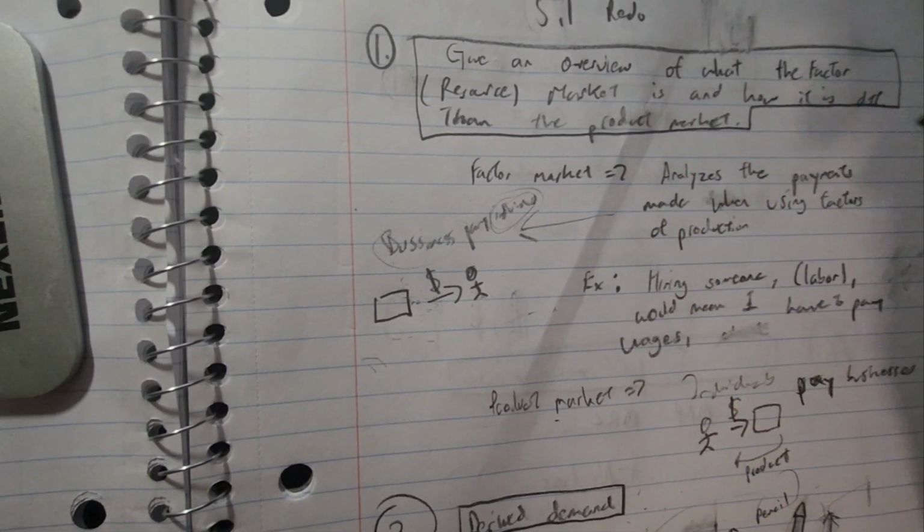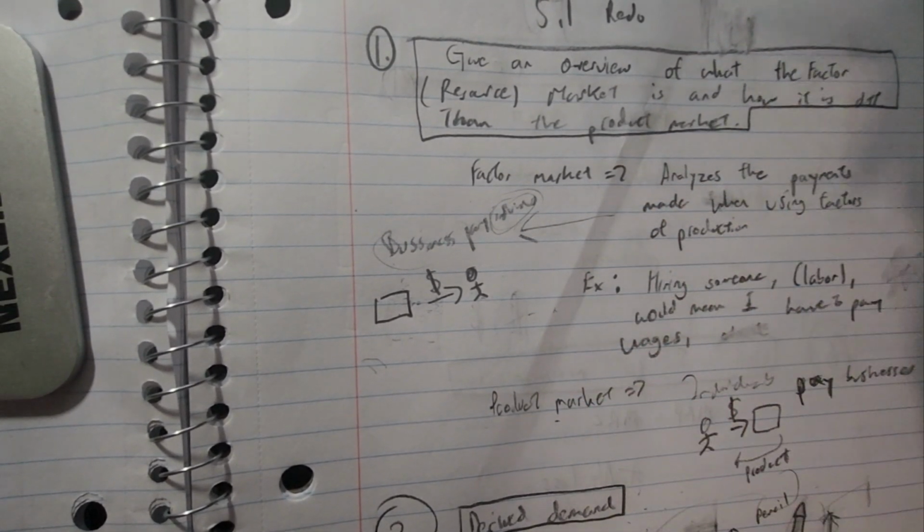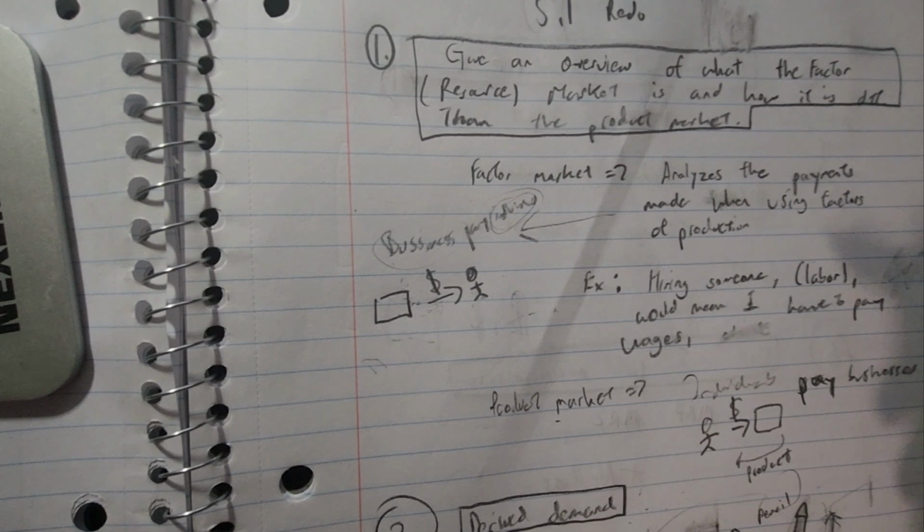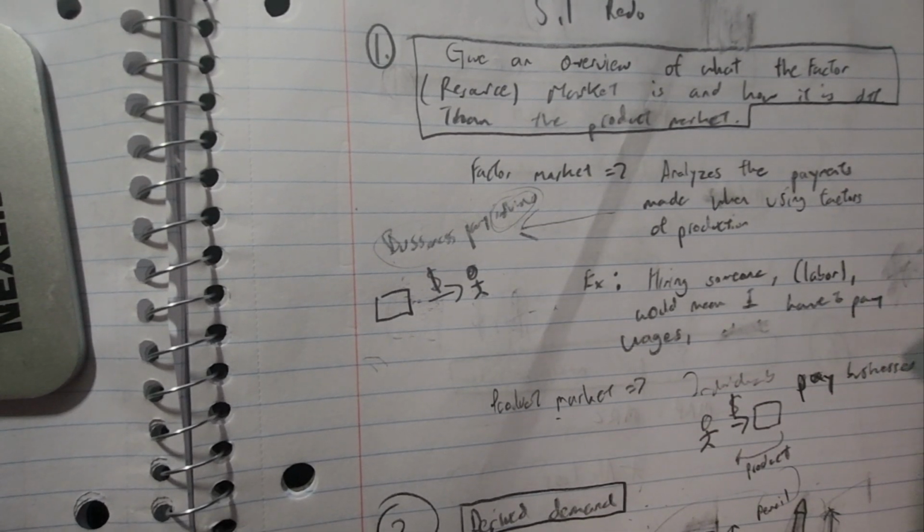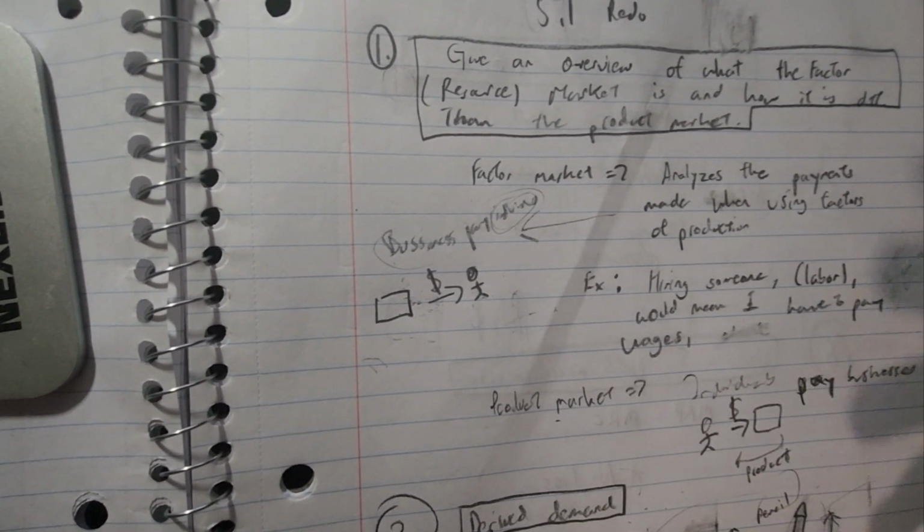And this is different than a product market because in a product market, individuals directly pay businesses to get the product they want.